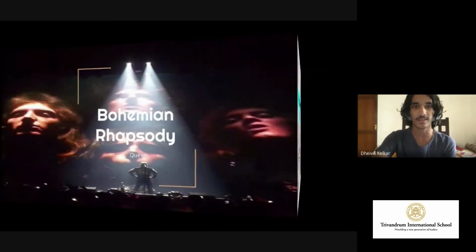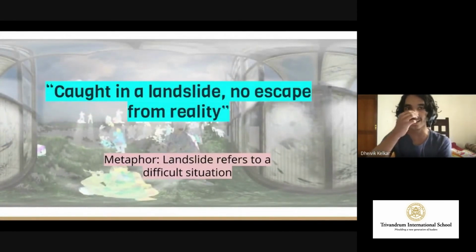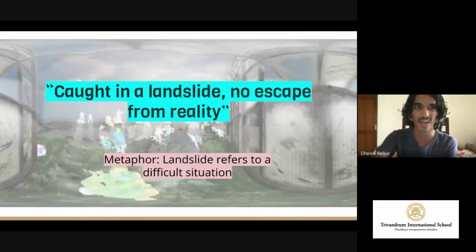The first line: "Caught in a landslide, no escape from reality." So here, landslide refers to a difficult situation, thus indicating that Freddie's reality is pretty bad, and he has no way to escape it. So this was a metaphor.